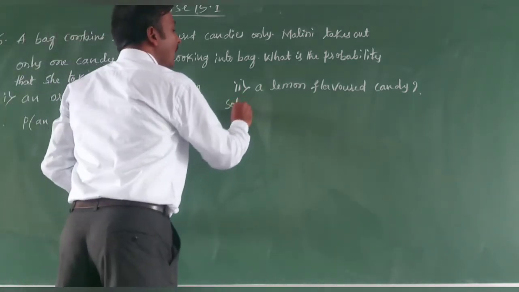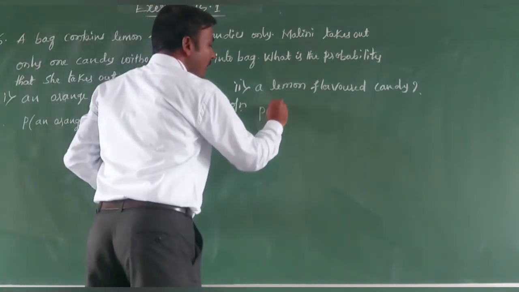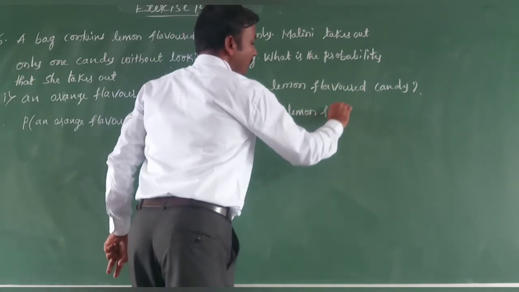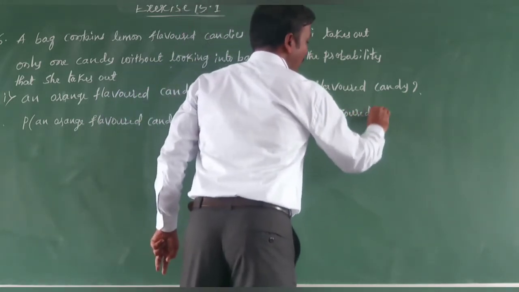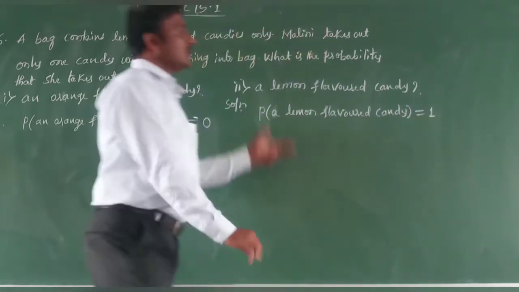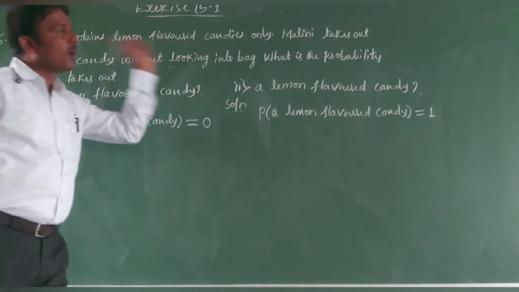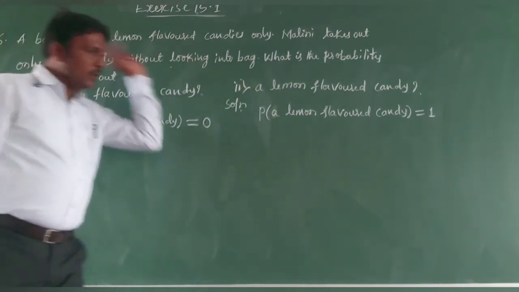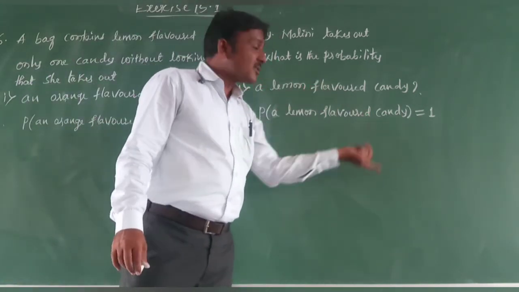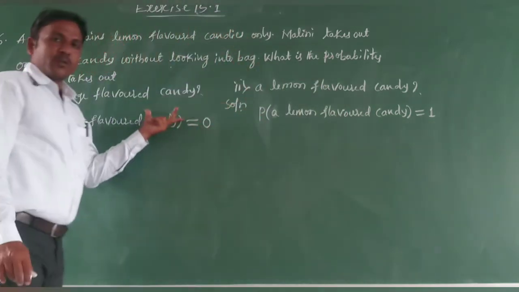Second one, a lemon flavored candy. So the probability of getting a lemon flavored candy is equal to 1 because the bag contains only lemon flavored candies. She has taken one without looking into the bag. So the probability of a lemon flavored candy is equal to 1. This is a certain event. This is a sure event.